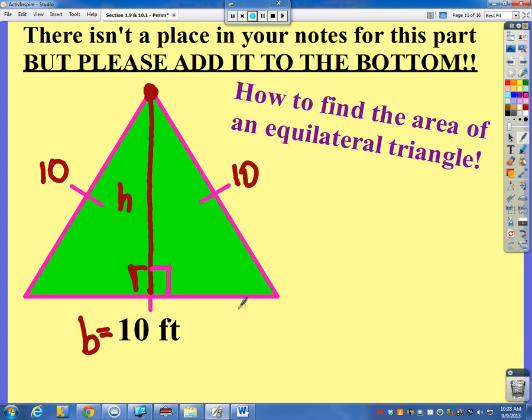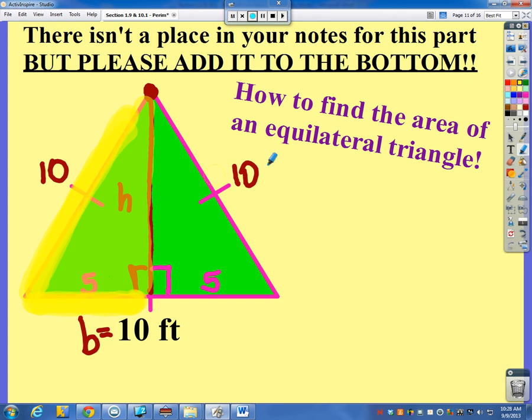And what do you think is going to happen to this 10 down here when I drop down that height? Well, it's going to split it into a 5 and a 5. And now we're going to put all of our focus on one of these right triangles. Because right now I've got a right triangle, and I know two of the sides. This side down here is 5, and this piece right here is 10. And so I'm going to use the Pythagorean theorem to solve for the height.